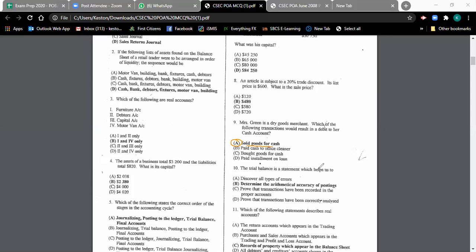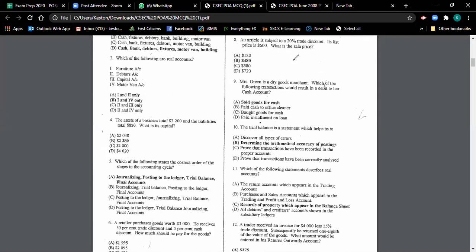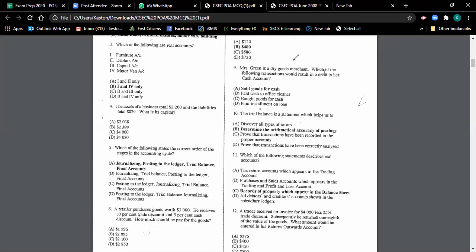10. The trial balance is a statement which helps us to, yeah, agree, determine the arithmetical accuracy of postings, right? 11. Which of the following statements describes real accounts? What are real accounts? Things that the business owns.